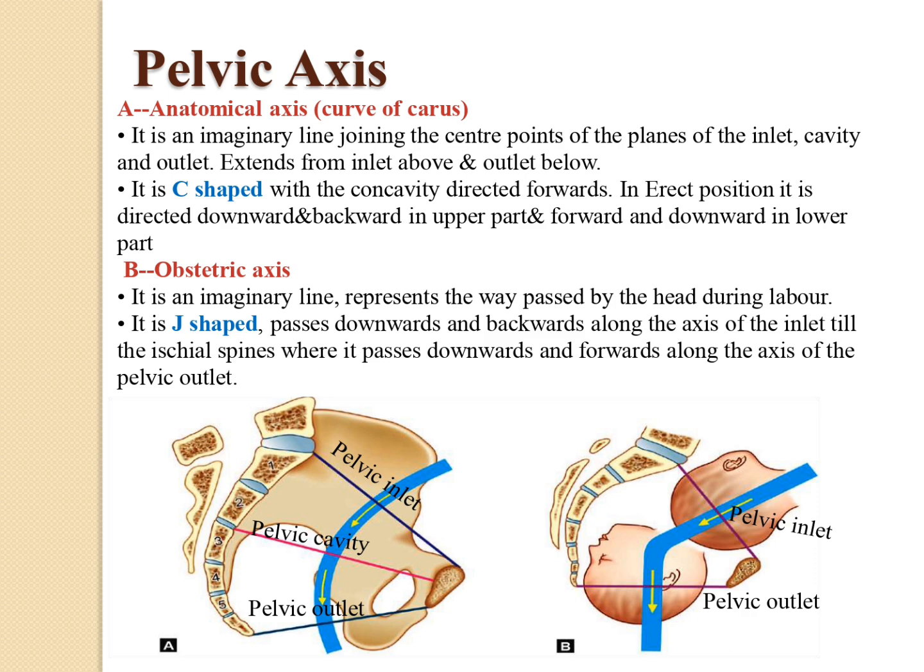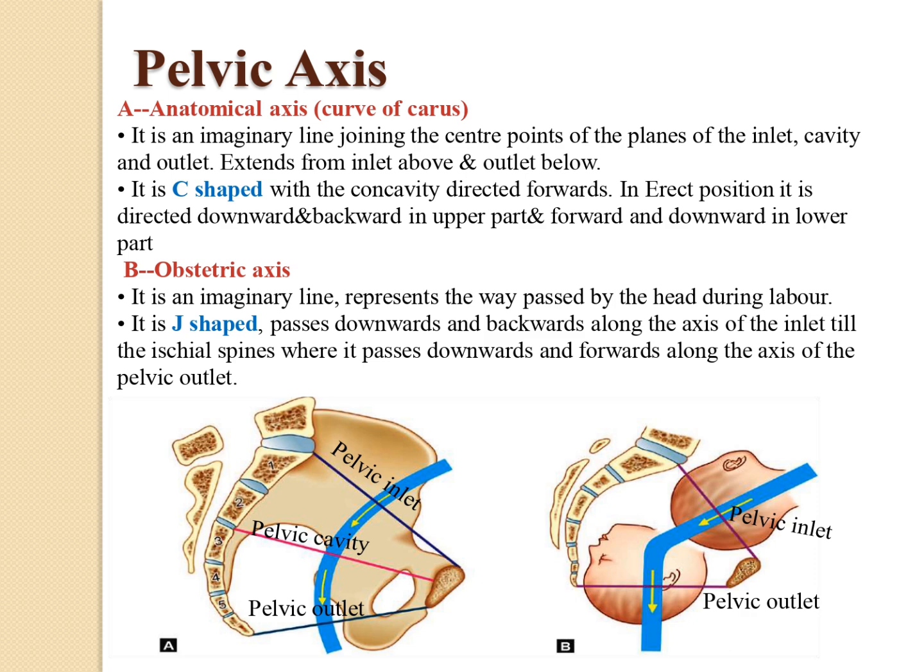Obstetric axis. Obstetric axis is an imaginary line that represents the way passed by the fetal head during labor. It is not uniformly curved. It is J-shaped. Obstetric axis passes downwards and backwards along the axis of pelvic inlet till the ischial spines, where it passes downward and forwards along the axis of the pelvic outlet.